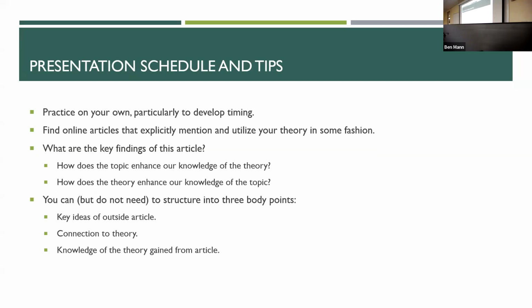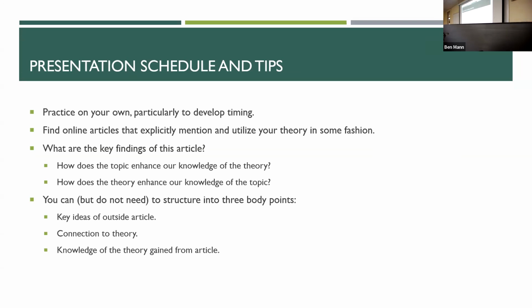As you're doing that, take a moment to figure out what the key findings are. First of all, how does the topic that they're choosing to focus on enhance our knowledge of the theory? We look at how social information processing is related to aggression in children. We might learn more about social information processing at different developmental stages. Very different things happen in terms of children's behavior.